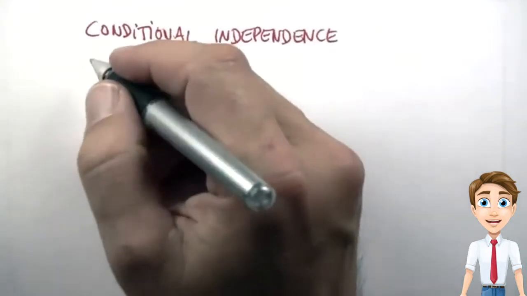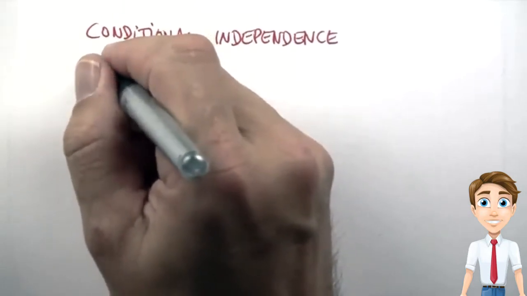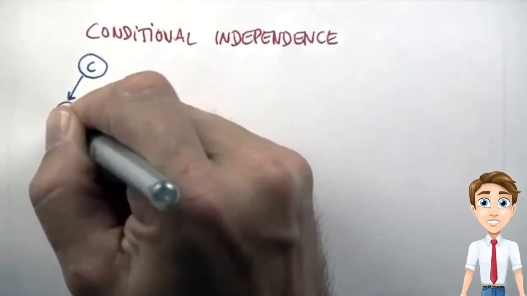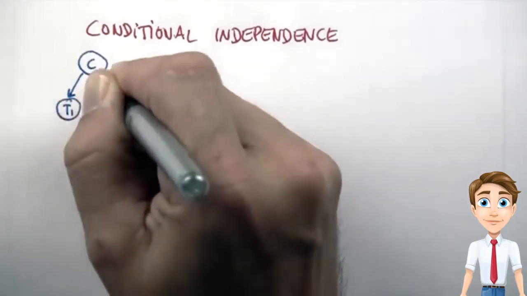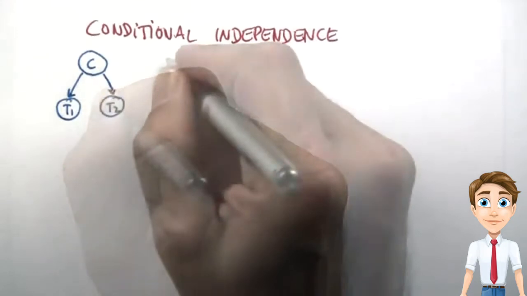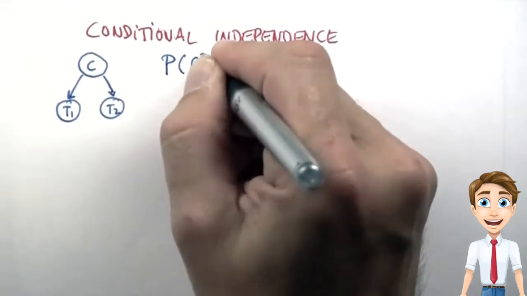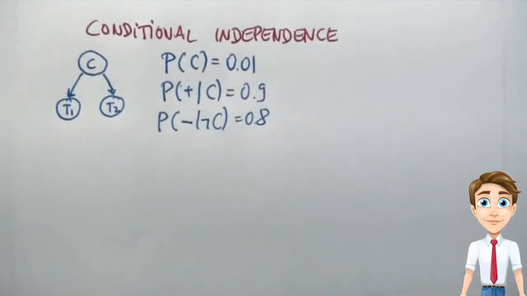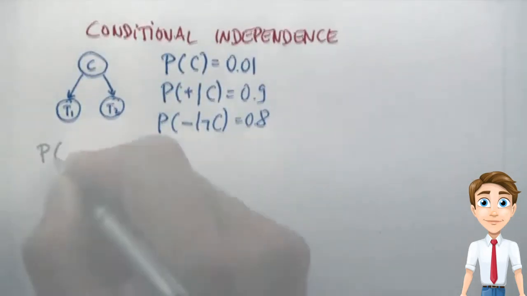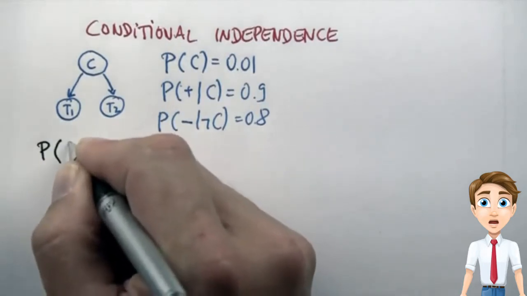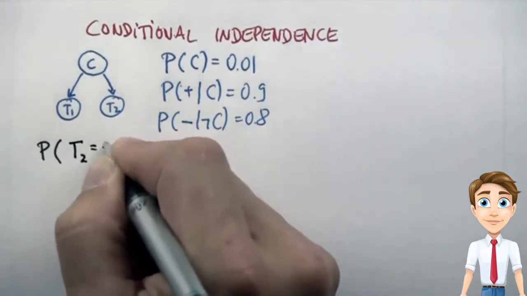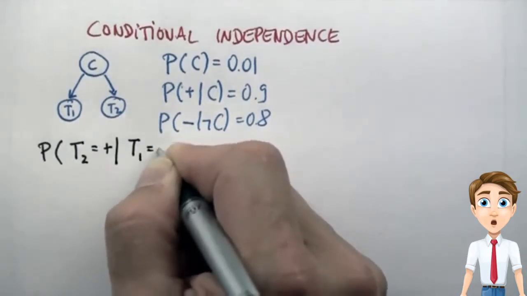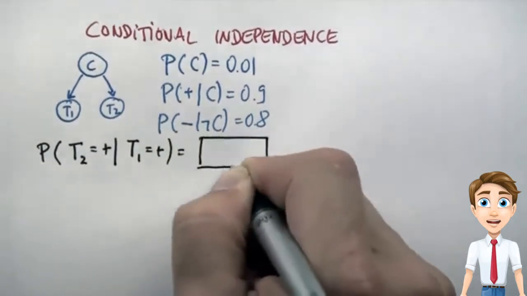So let me draw the cancer example again with two tests. Here's my cancer variable, and then there's two conditionally independent tests, T1 and T2. And as before, let me assume that the prior probability of cancer is 0.01. What I want you to compute for me is the probability of the second test to be positive if we know that the first test was positive. So write this into the following box.